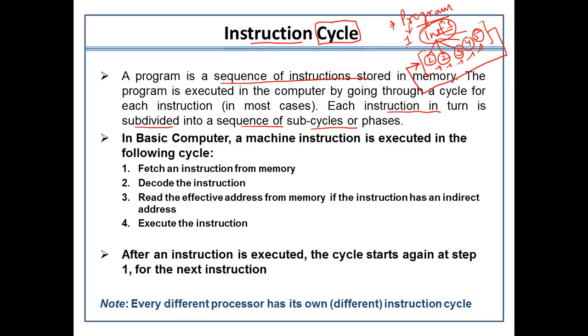So let's understand these various phases or sub cycles that each instruction has. Within the basic computer, we categorize one machine instruction into four sub phases. The very first one is the fetching phase, when we simply have to fetch the instruction from the memory, like when I have to analyze where exactly in the memory the instruction is present.